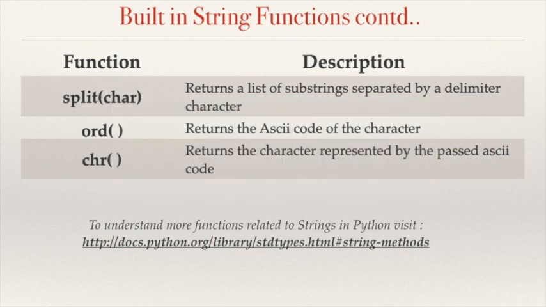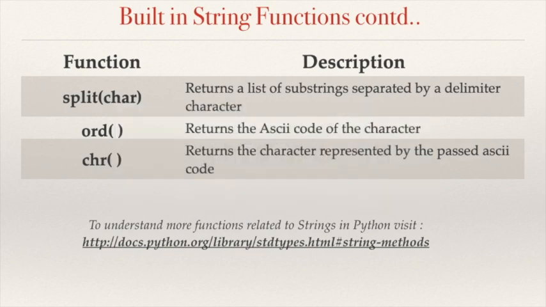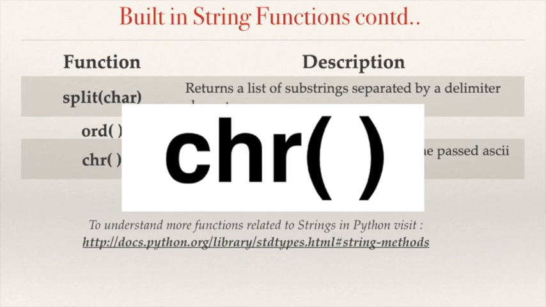ord and chr functions. Let us find out. ord and chr functions, as discussed earlier in session 2 of the Python Revision 2 series, have the task to return the ASCII value of a passed character and to return the character value of a passed integer ASCII code respectively. As of now, we have seen many functions related to strings.